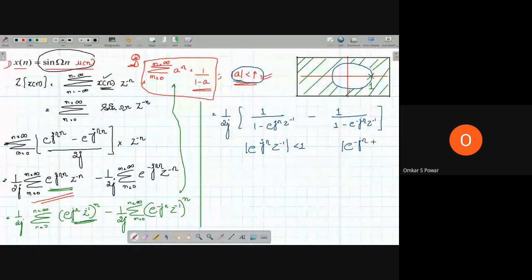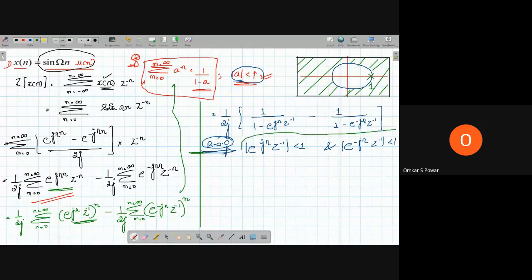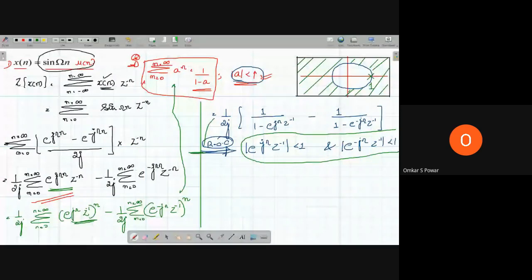So why I have written this condition is this will help us to get our ROC. So using this condition we can directly get the ROC. So this we will keep aside and we will solve this further so that we can get our Z transform, and then we will locate the poles and then we will plot the ROC. Actually I have plotted the ROC here for you before so that we will not waste time. Okay, so how can I simplify this one?